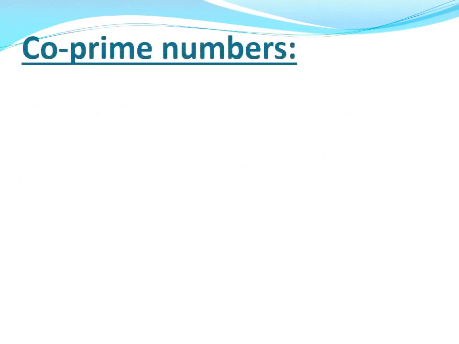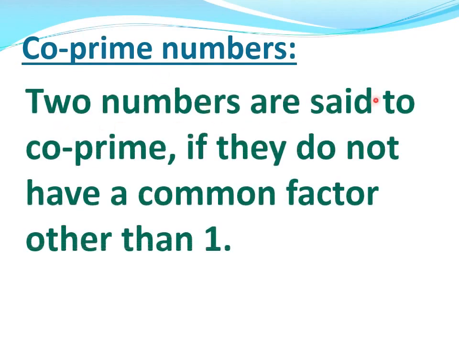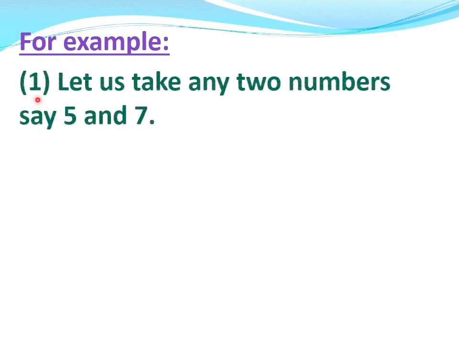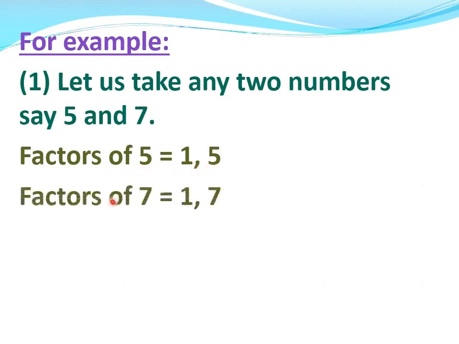Now co-prime numbers. What are co-prime numbers? Two numbers are said to be co-prime if they do not have a common factor other than 1. For example, question number 1. Let us take any two numbers. First, say 5 and 7. Factors of 5 equal 1 and 5. Factors of 7 equal 1 and 7.